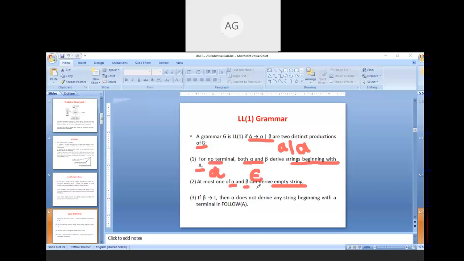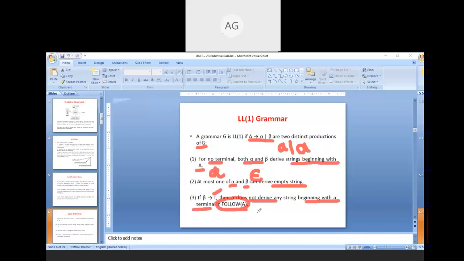But alpha and beta cannot be epsilon at the same time. So this is the second condition. The third condition is that if beta produces T, then alpha does not derive any string beginning with a terminal in follow A. This is the first time you hear the word follow. In the next slide we will discuss first and follow.